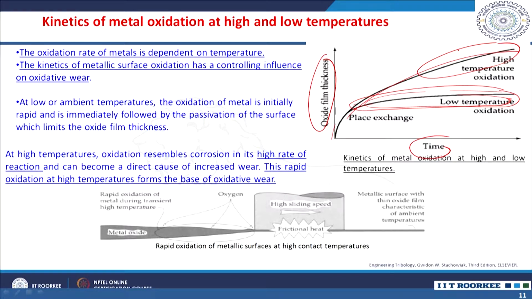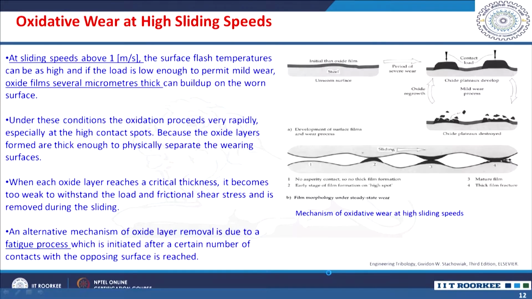So, this rapid oxidation at high temperatures forms the basis for the oxidative wear. You will have high sliding speeds, and that leads to very high frictional induced heat, that leads to high temperatures of the contact. You will have a metal oxide thickness also increasing. So, rapid oxidation at high temperatures forms the basis of oxidative wear.